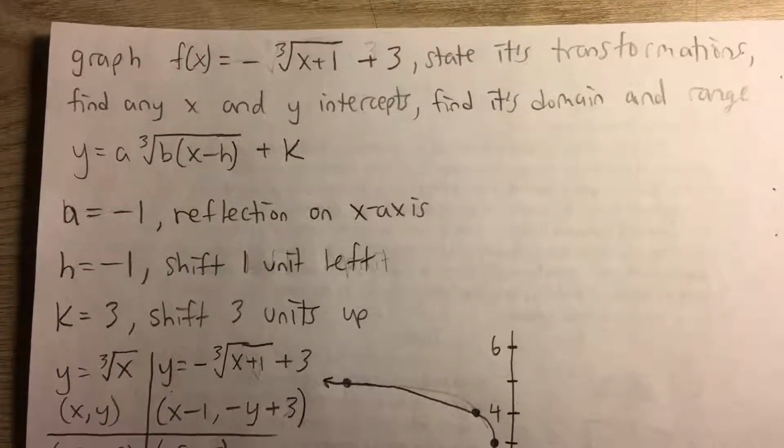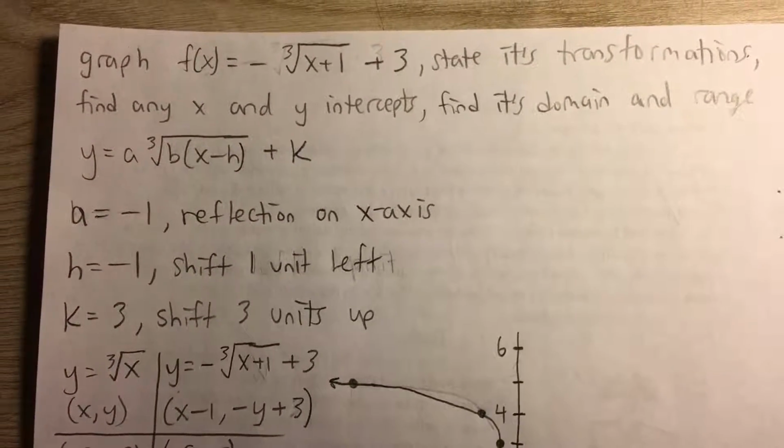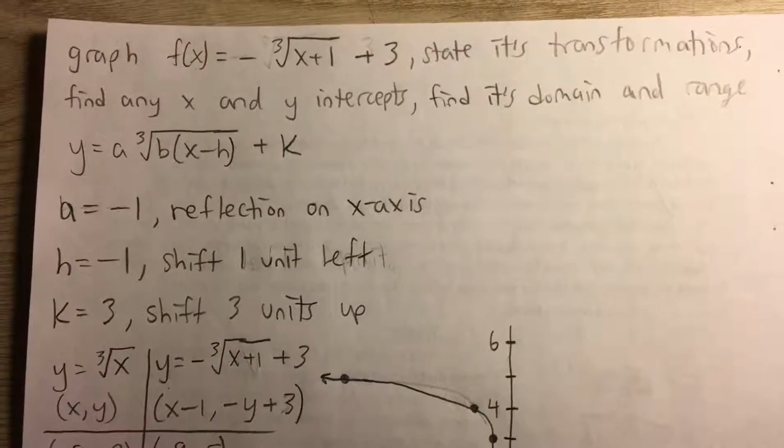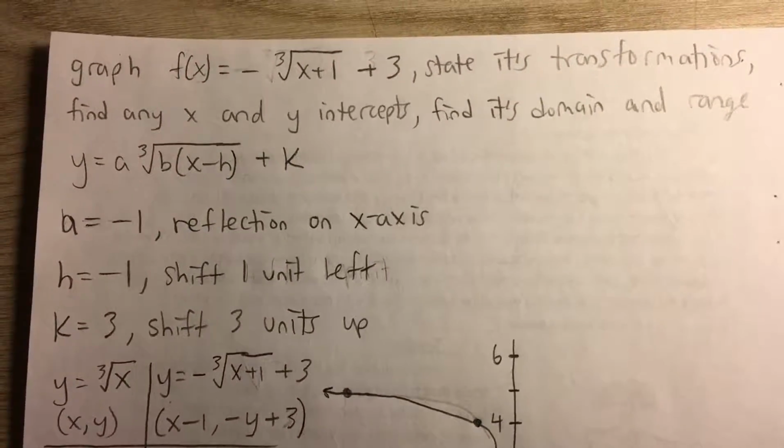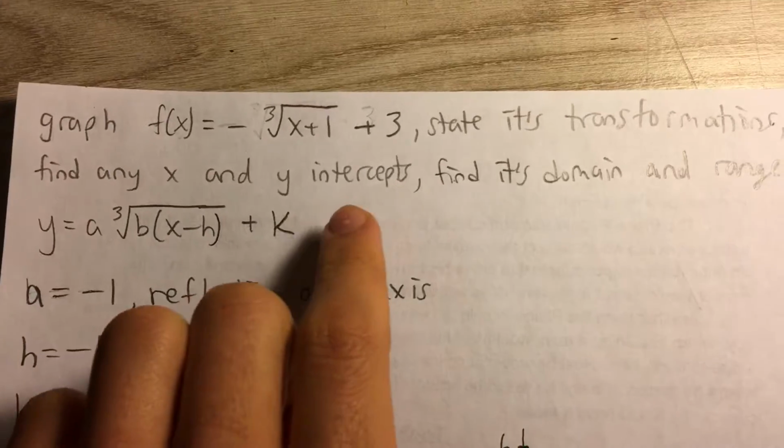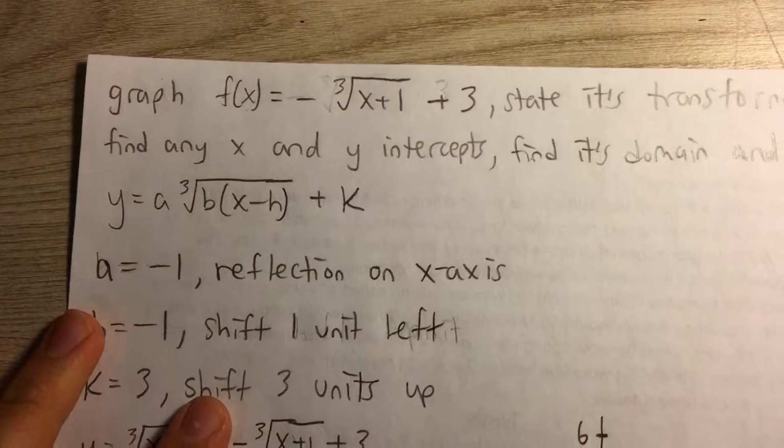Graph the function f of x is equal to negative the cube root of x plus 1, plus 3, and state its transformations, find any intercepts, and find its domain and range.